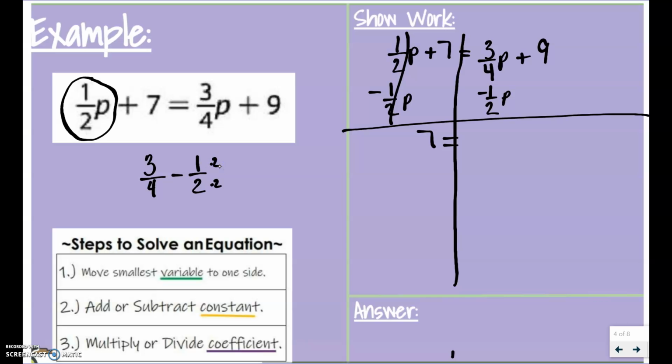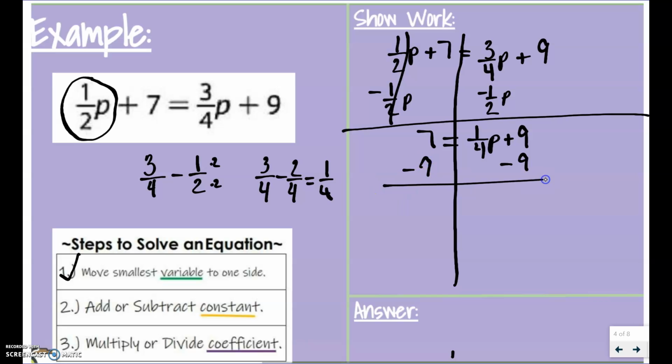So now I have 3/4 minus 2/4. That gives me 1/4. So I have 1/4 p plus 9. So now I have my first step done. Now I'm going to subtract my constant on both sides. Remember, what you do to one side, you must do to the other. So now I'm going to do 7 minus 9, and I get -2 is equal to 1/4 p.